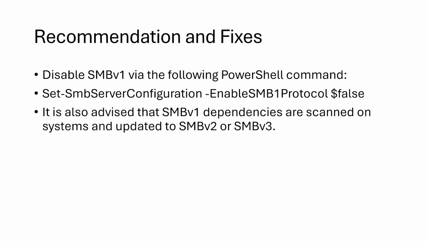Recommendation and fixes. Disable SMBv1 via the following PowerShell command: Set-SmbServerConfiguration -EnableSMB1Protocol $false. It is also advised that SMBv1 dependencies are scanned on systems and updated to SMBv2 or SMBv3.